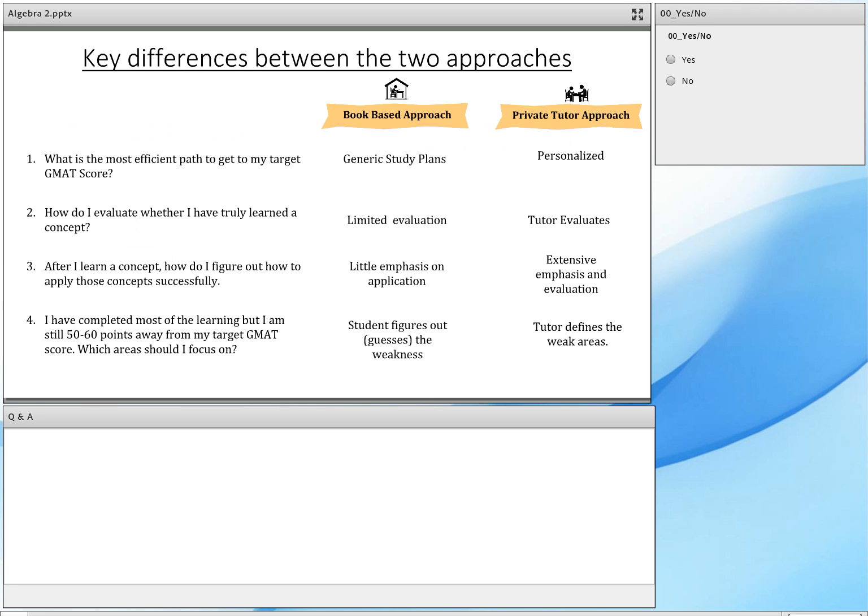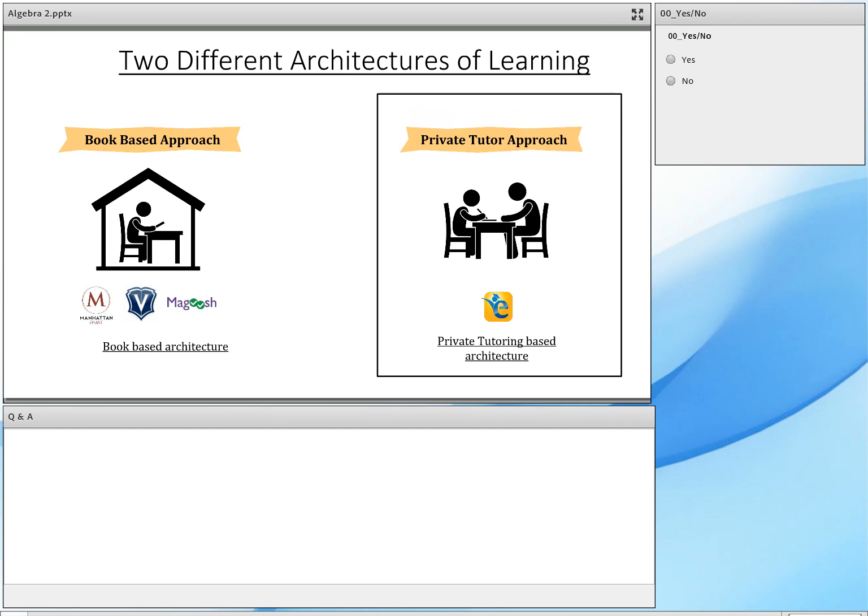And clearly, all of you would agree with me that a private tutoring approach is a lot better. You have a higher chance of success with a private tutor approach. Now let's see, why do we say that e-GMAT is designed to behave a lot more like a private tutor? We will start with step one, which is the personalized study plans.